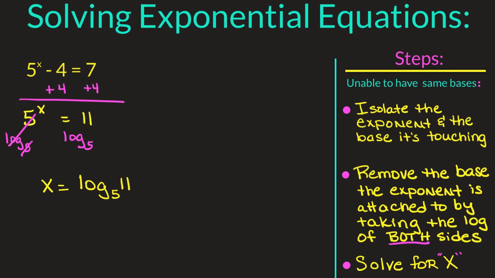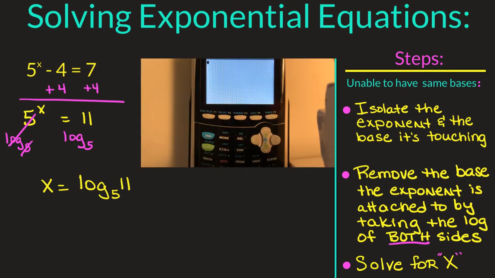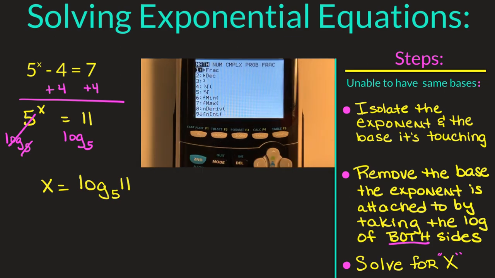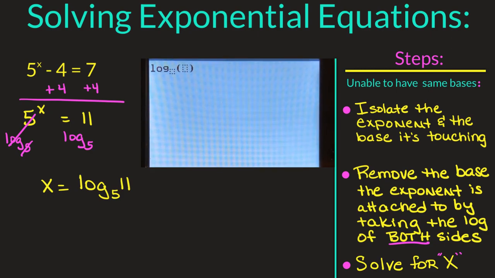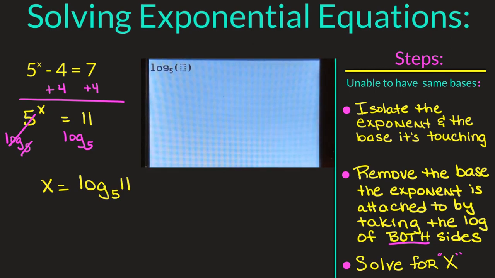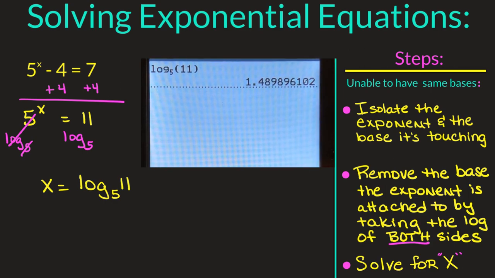That would get rid of the base of the exponent, leaving us with x equals log base 5 of 11. So now that we know what x equals, let's use our calculator to get the decimal equivalency and see what that will be. Hit math on the calculator, arrow up twice to log base, hit enter. Then you're going to enter 5 for the base, 11 inside the parentheses, and then hit enter for your decimal.